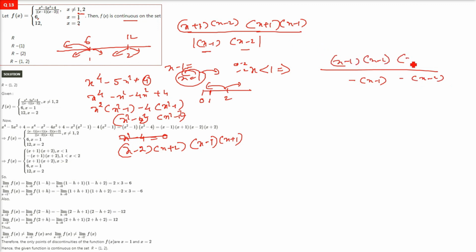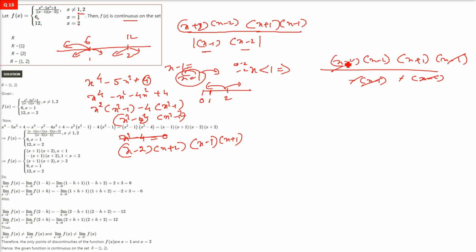And what is the numerator? x plus 2, x minus 2, x plus 1, x minus 1, and x plus 2, x minus 2. Now you can cancel these two. The only thing that will remain is x plus 1 and x plus 2 when x is less than 1.